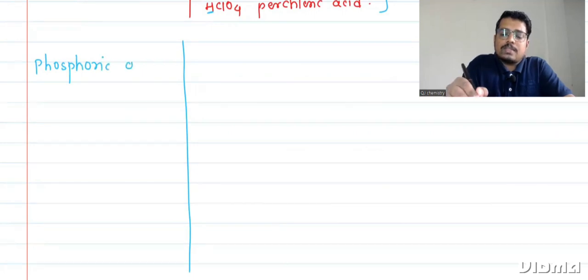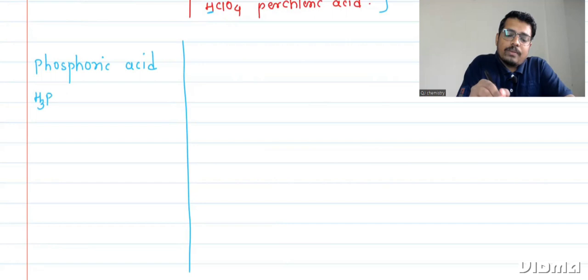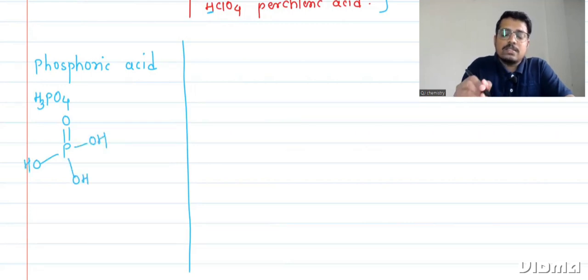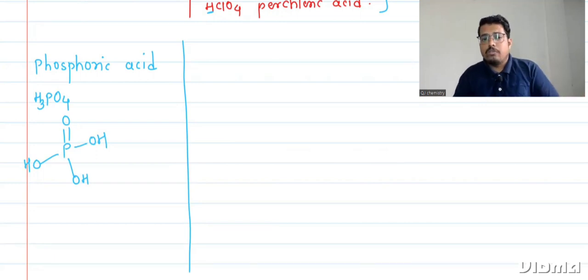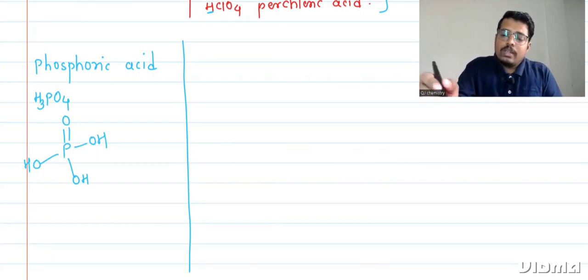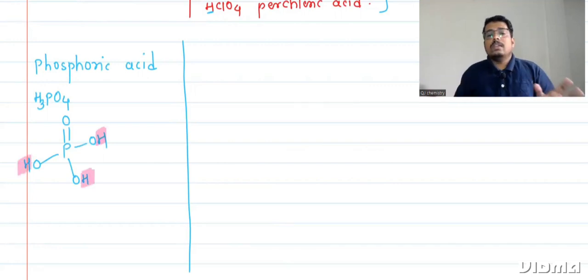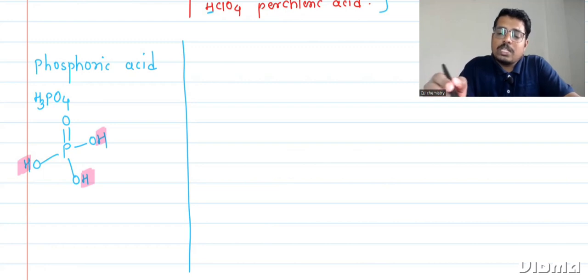Phosphoric acid. The formula of phosphoric acid is H3PO4, and in its structure, 3 OH groups are bonded to the phosphorus atom, plus one double bonded oxygen which is directly attached to the phosphorus. Now here, how many replaceable H plus ions are there? Total 3. 3 replaceable H plus ions.